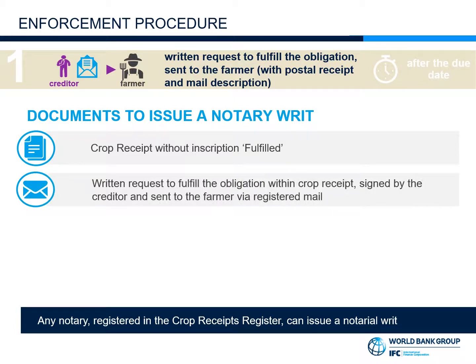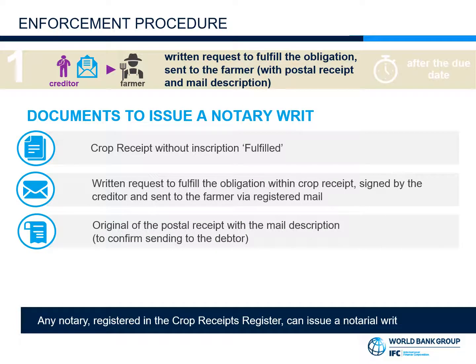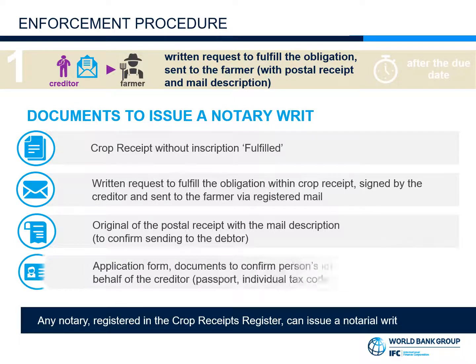Copy of the creditor's written request to fulfill the obligation under the crop receipt. Postal receipt with the description of the enclosure as the proof of sending the request to the farmer. Application form and documents to confirm a person's identity and authority on behalf of the creditor: passport, individual tax code, power of attorney.